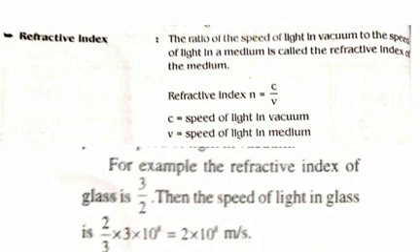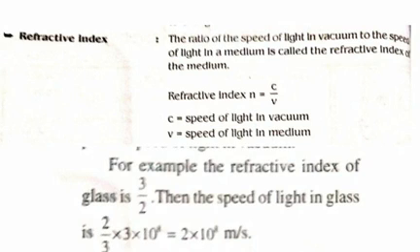So we know that refractive index is denoted by n. n equals c by v. Okay, so we can write refractive index n = c/v. n is refractive index, c is the speed of light in vacuum, and v is the speed of light in medium. Refractive index gives us an idea of how fast or how slow the light travels in a medium.